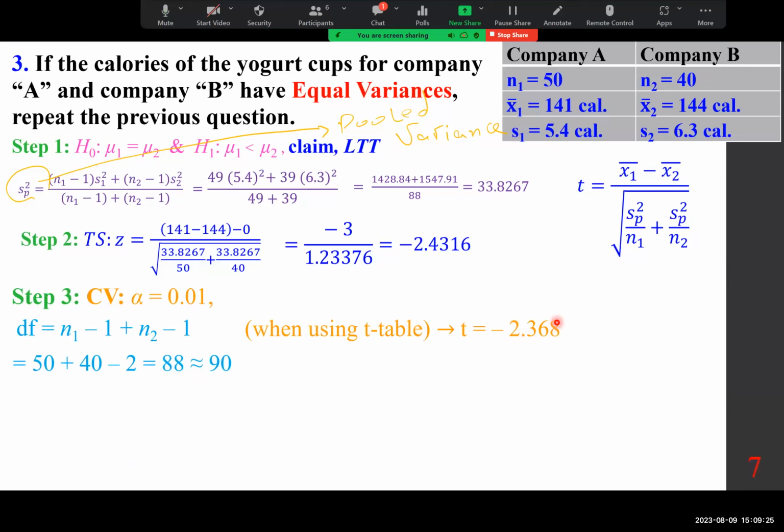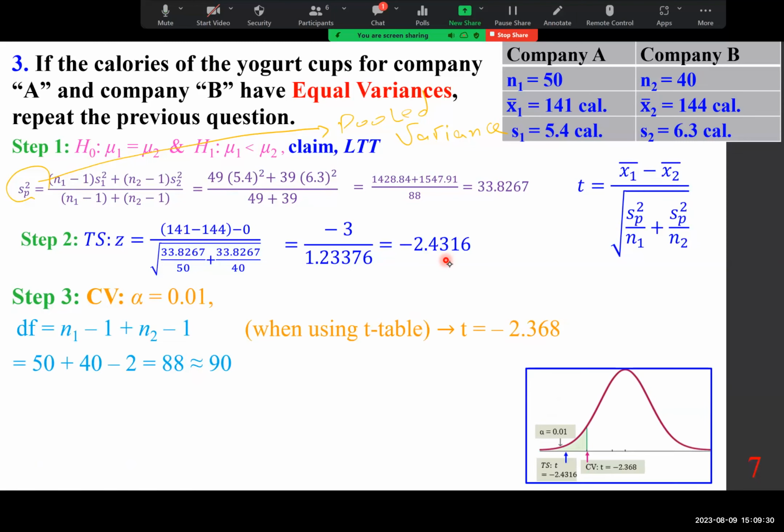So we do the drawing, we put this one and compare it to the test statistic. So in this case, negative 2.368 with the alpha of 0.01 is somewhere here, and negative 2.4316 is smaller than that. It puts the test statistic way into the rejection region. Again, this tail is the rejection region. This is a non-rejection region. This is the critical value. Test statistic is smaller. Therefore, you are rejecting H0.